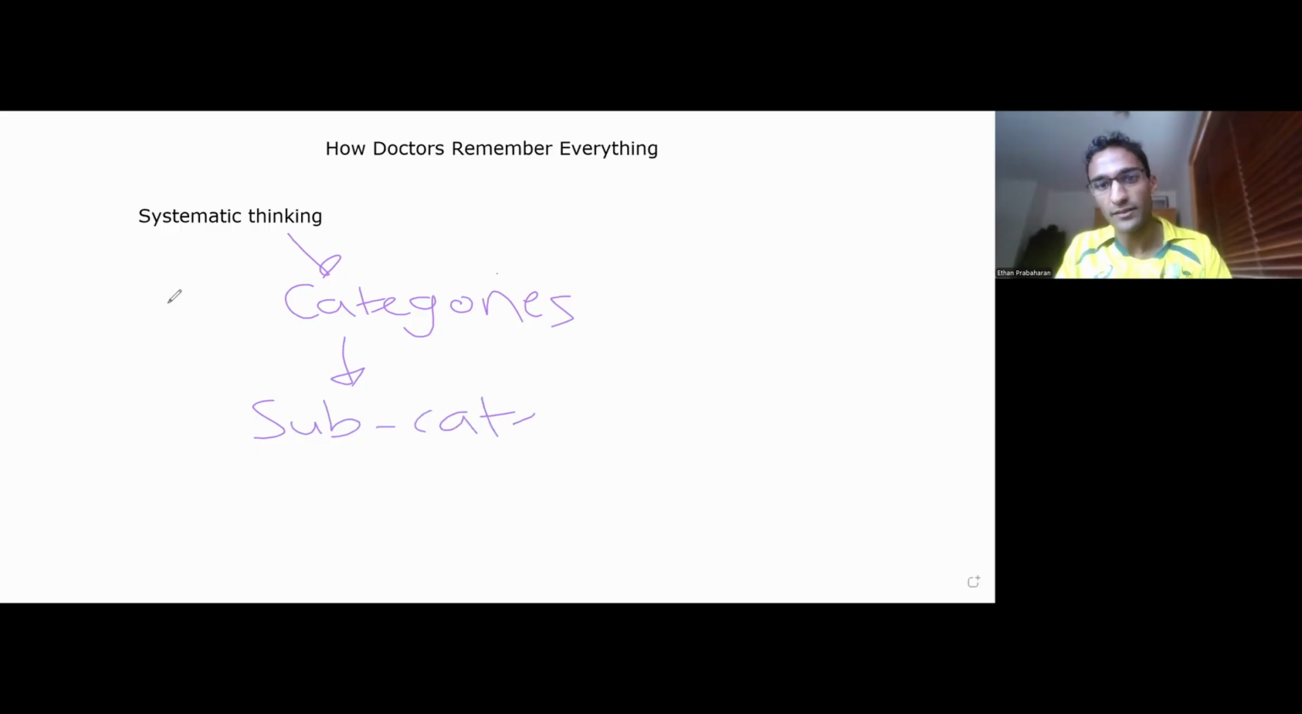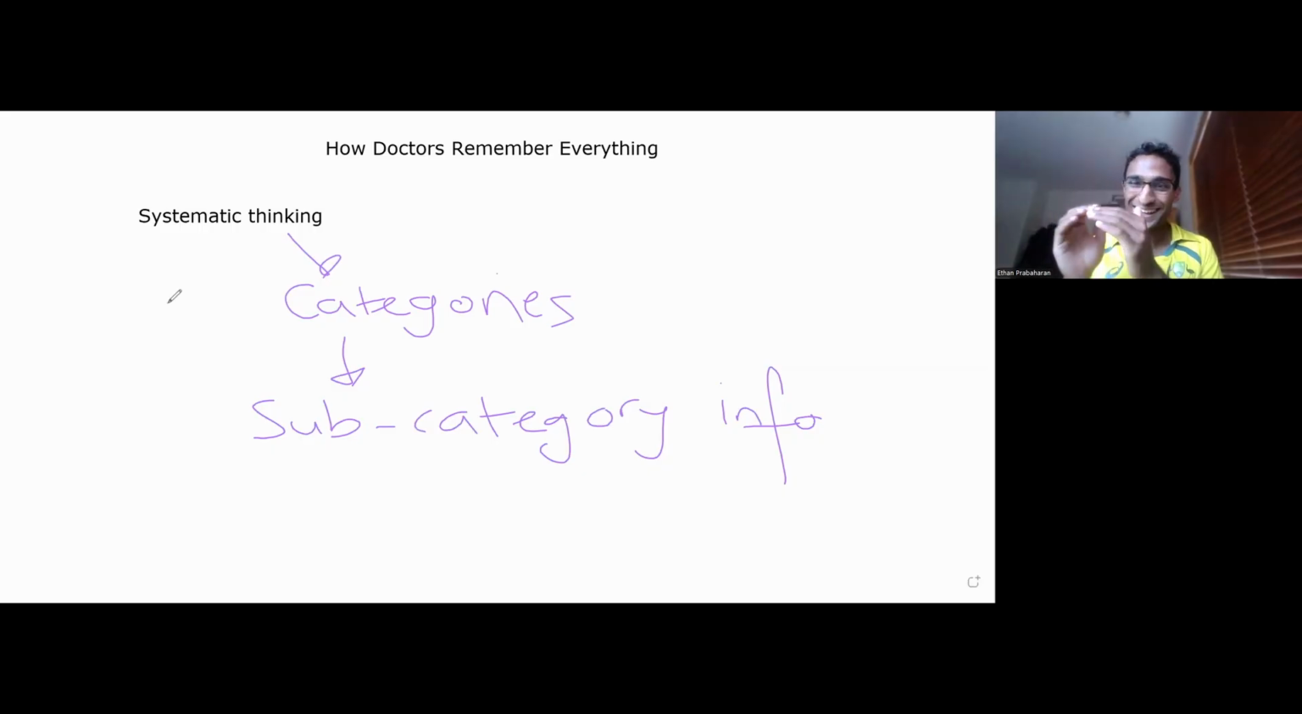So if you want to learn the causes of chest pain, you can think, well, there are cardiac causes of chest pain, respiratory causes of chest pain, maybe there are some abdominal causes of chest pain, skin causes, etc. And then you can go into each of those categories and branch out further options. Well, in terms of cardiac causes of chest pain, you can have heart attacks, you can have pericarditis, etc. So thinking in systems will help you memorize things.